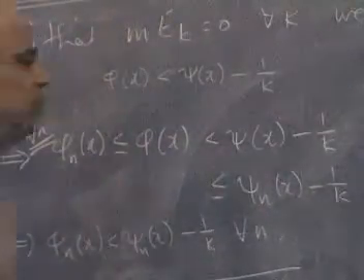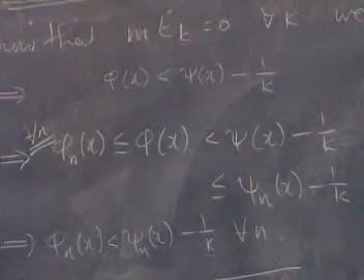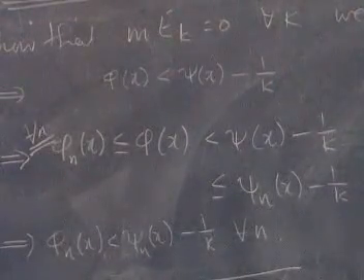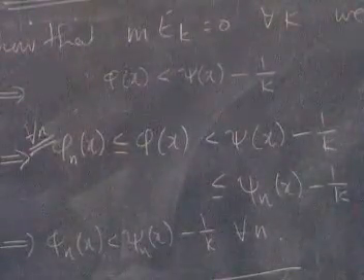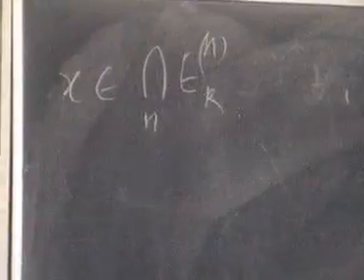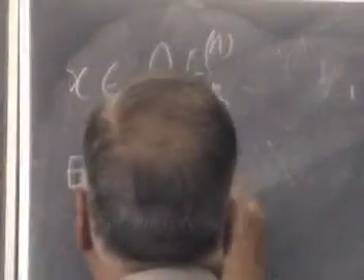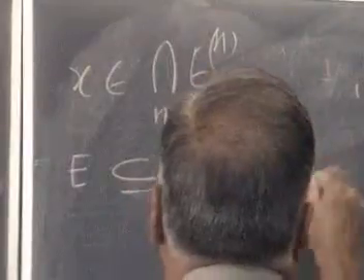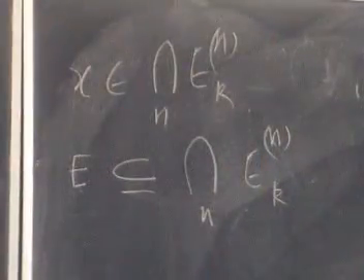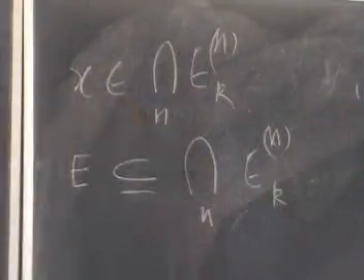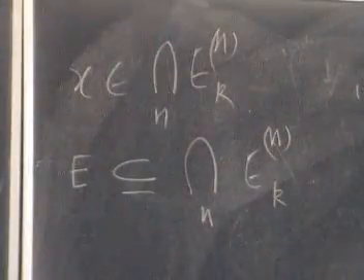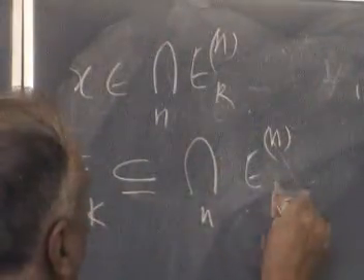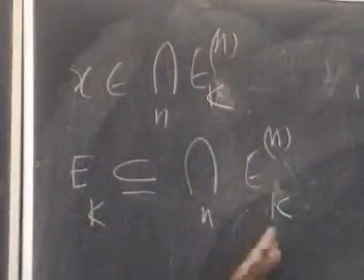If it has to belong to that, it says x belongs to the intersection of the E_{k,n}. Now I don't have to write every n because it belongs to it for every n. X belongs to the intersection. So therefore, E_k is contained in the intersection of the E_{k,n}. Every point of E_k is in this intersection. So its measure is going to be smaller than each one of these.